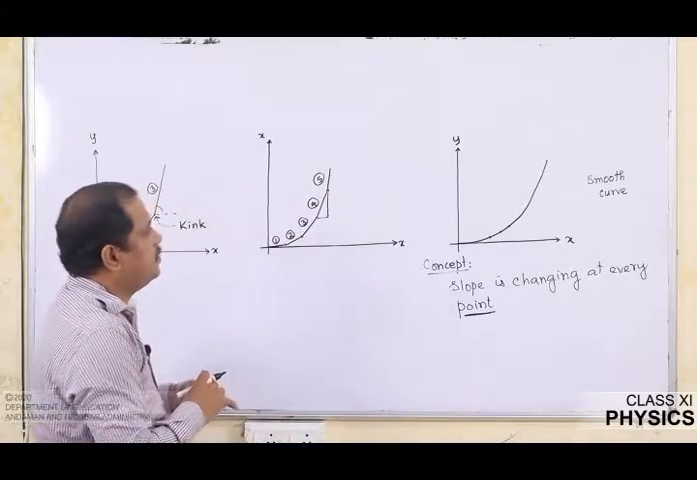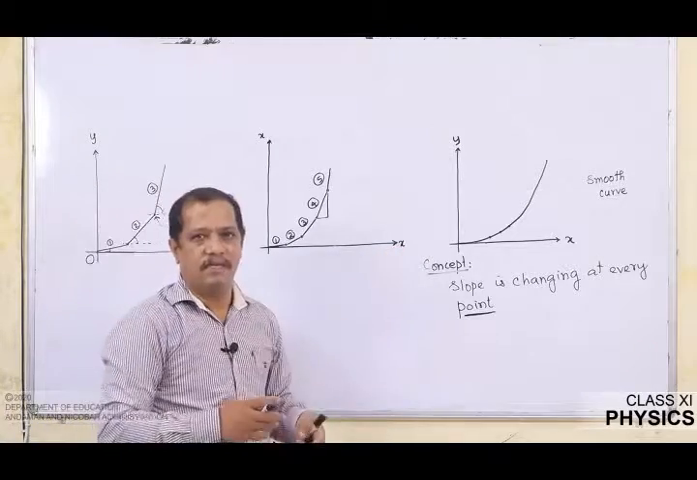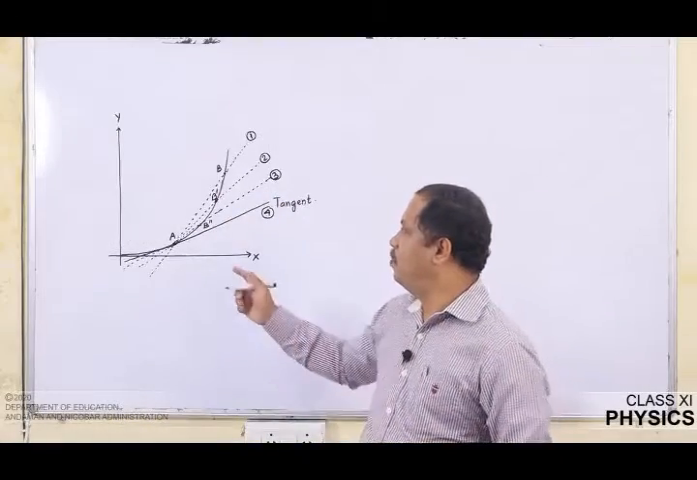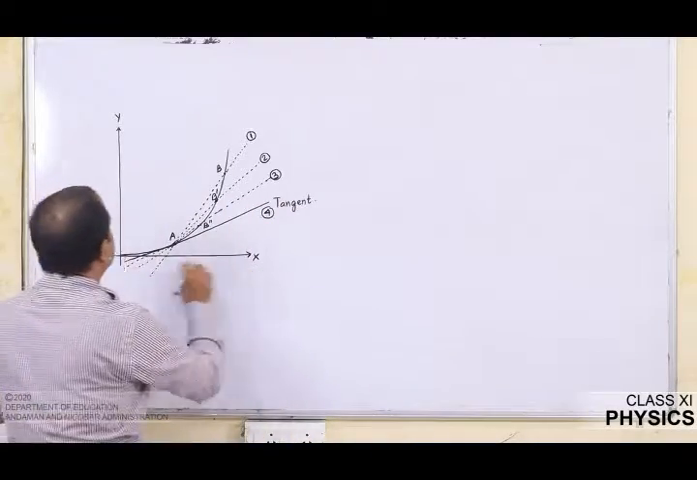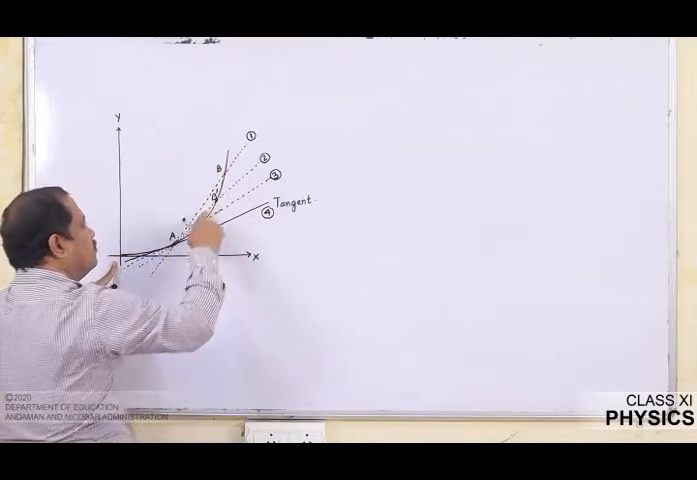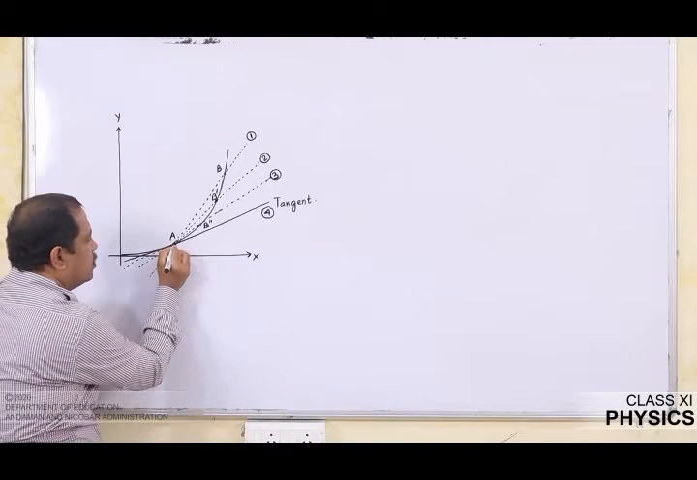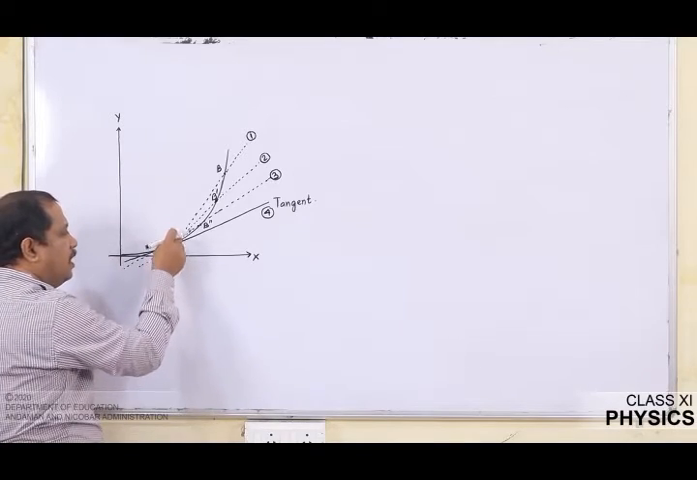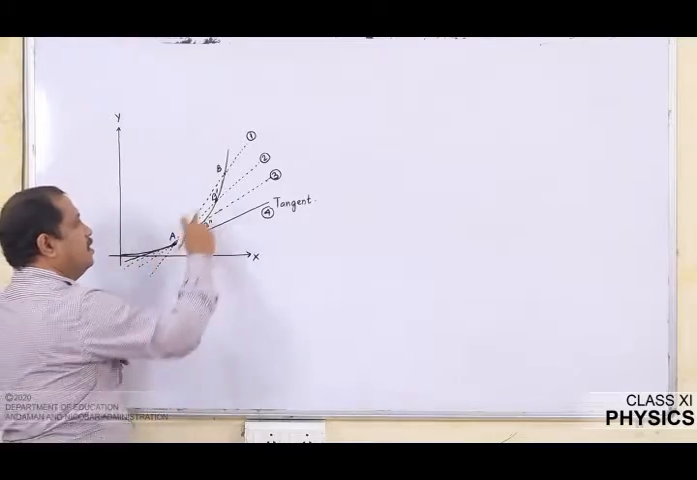So, our aim is actually to calculate the slope of the curve. Let me try to calculate the slope. Dear students, now I have a graph. This is the x axis, this is the y axis. I hope you can see a smooth curve, this curve. My aim is to calculate the slope of the curve at point A. Be mindful, I want to calculate the slope of the curve at point A.